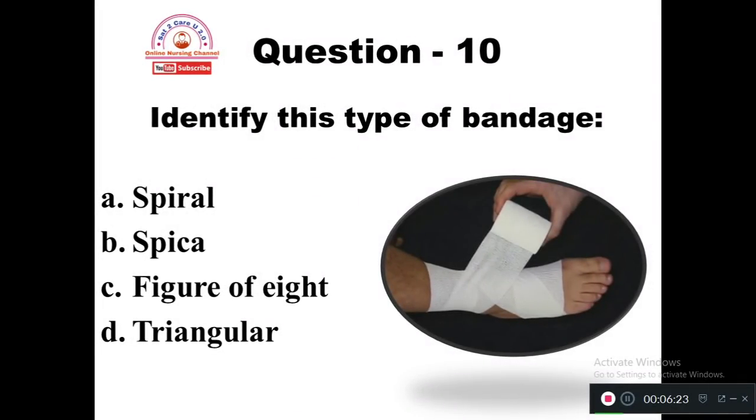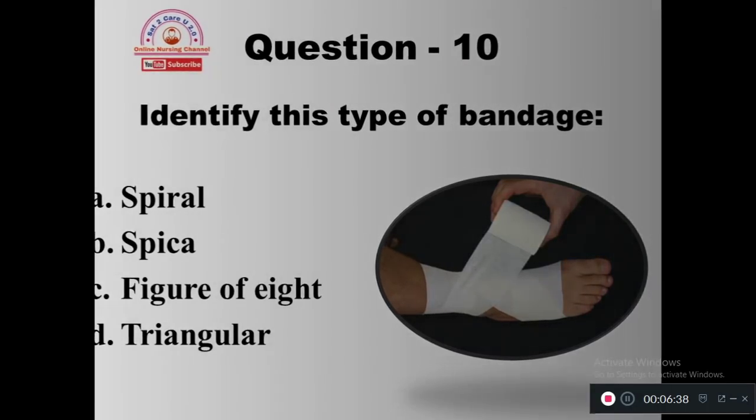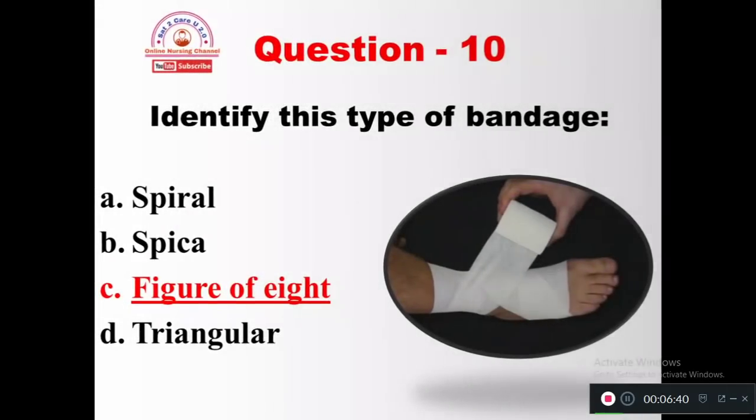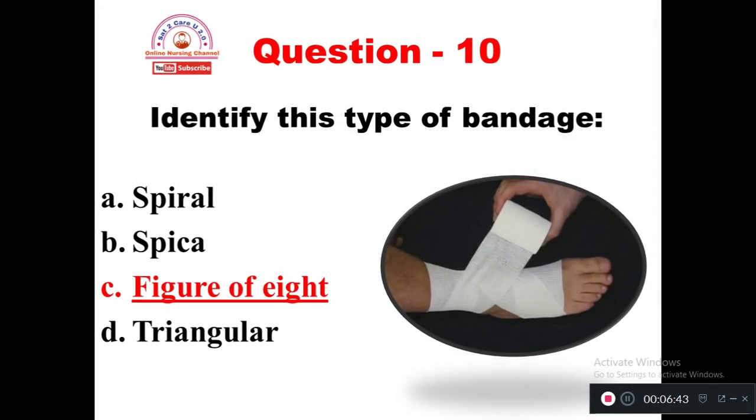Identify this type of bandage in the image. Option A spiral, B spica, C figure of eight, option D triangular. This type of bandage is known as the figure of eight bandage. Question number 11.